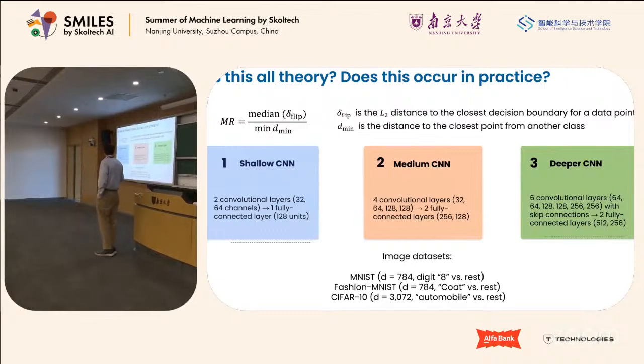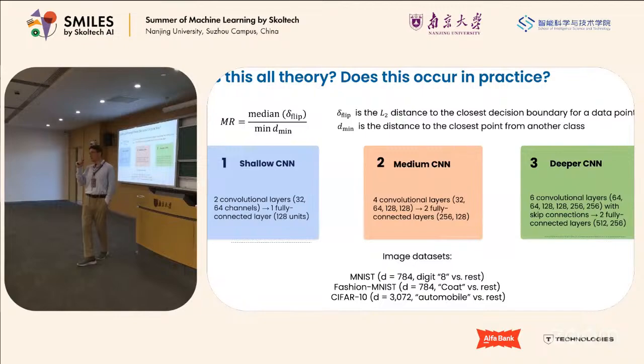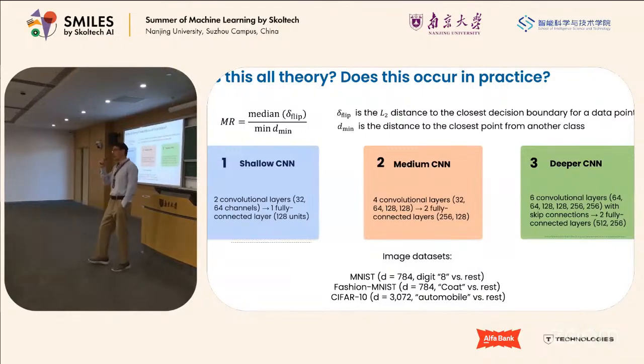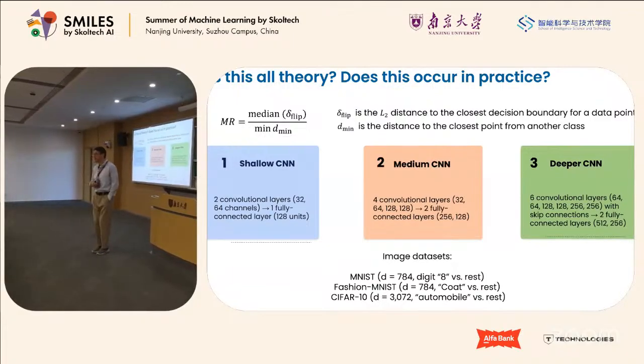Compute the median distance to the decision boundary for each data point, and then compute the minimal distance between points belonging to different classes. And give me these numbers. Because you see, I'm trying to measure the following.